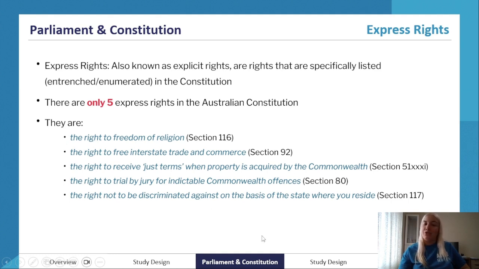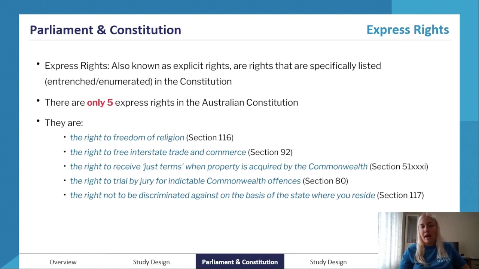There's also the right to trial by jury for indictable Commonwealth level offences under Section 80. You should already be highly familiar with this one from the criminal justice system. An indictable serious offence will have a jury trial at Commonwealth level. So yes, we get a jury for indictable offences in Victoria as well, but that's only because of state level legislation. So technically, states can legislate this right away and people may not get juries if it's, again, only a federal level protection.